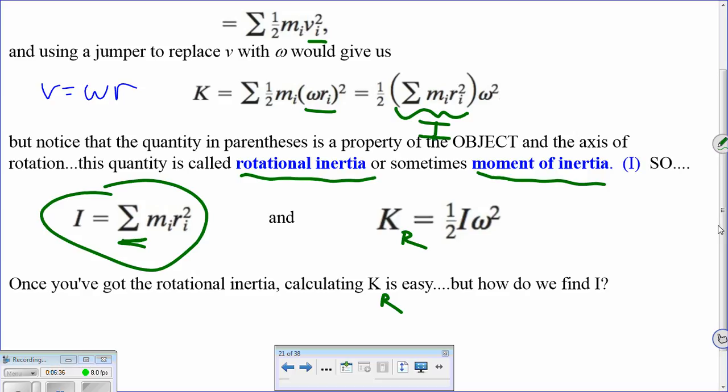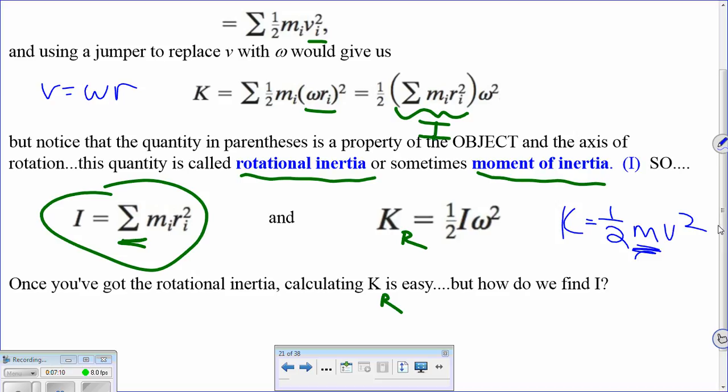So in the corresponding linear kinetic energy equation, it's this. 1/2 mv squared, right? And m we would call inertia. So in simple words, you guys, what is inertia? What's true about an object that has more inertia? It has more mass. It's more resistant, not to motion, but more resistant to a change in motion. An object with more inertia will be more resistant to a change in motion.